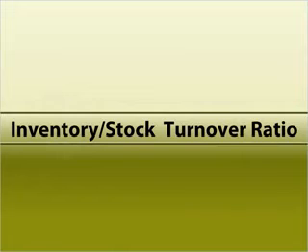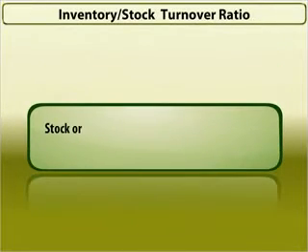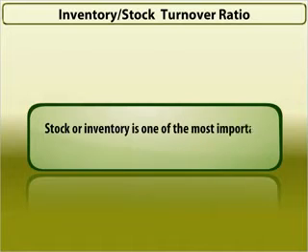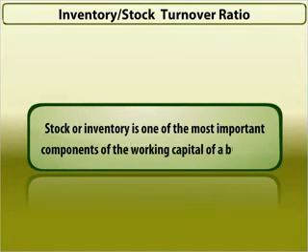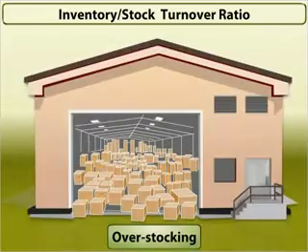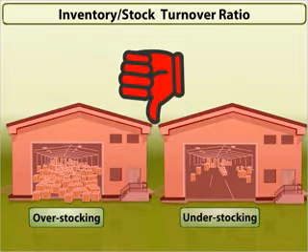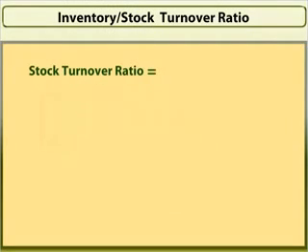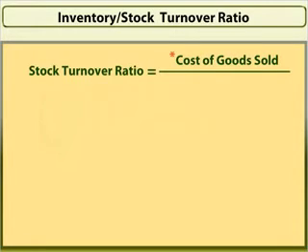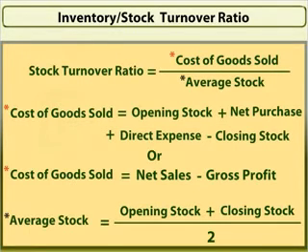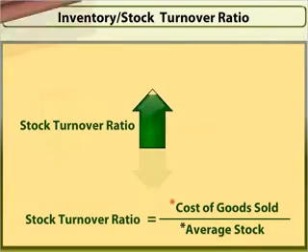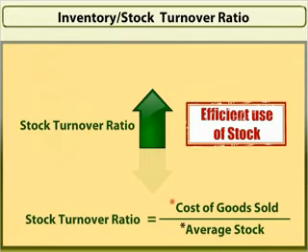Inventory or stock turnover ratio. Stock or inventory is one of the most important components of the working capital of a business. Both overstocking and understocking may cause huge losses to a company. In order to calculate stock turnover ratio, divide a company's cost of goods sold by its average stock. A high ratio means efficient use of stock and vice versa.